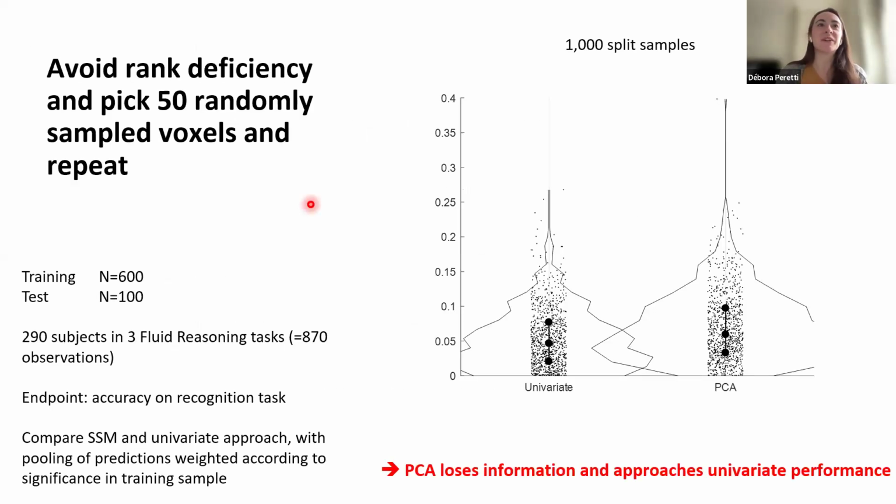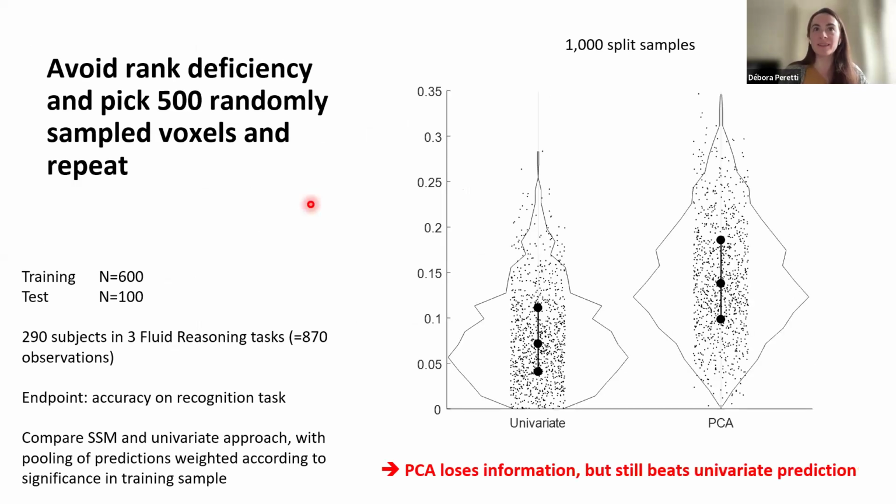If you have data with absolutely zero noise, would PCA still perform better than univariate analysis?